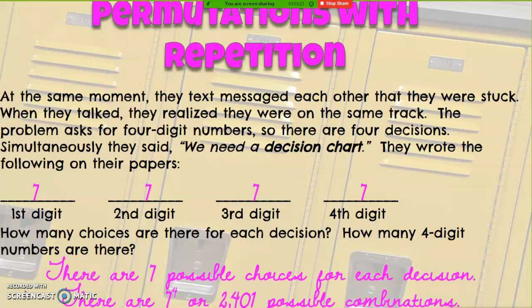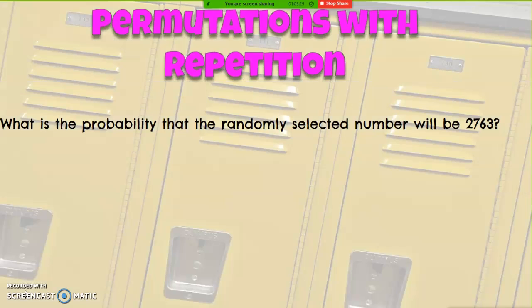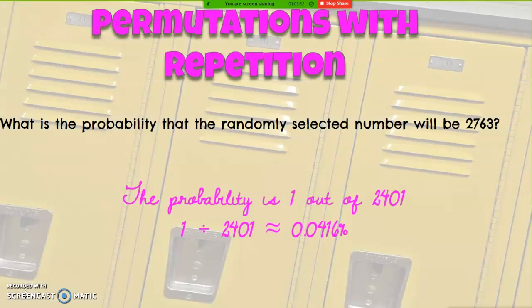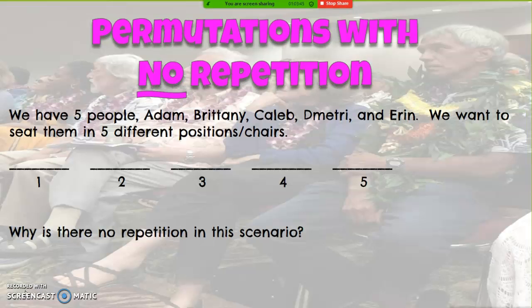And we decided in the last video that that means 7 to the 4th power, or 2,401 possible combinations, which means the probability that one specific number will be chosen was 1 out of 2,401, which is 0.04%. Okay, then we did this one with no repetition. So that first one was permutation with repetition. Now we're doing permutation with no repetition.